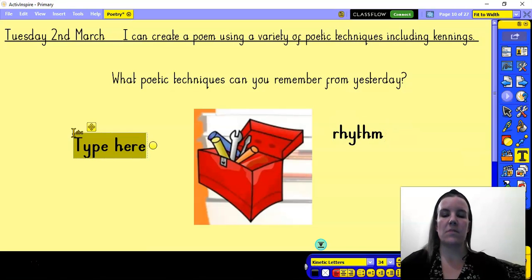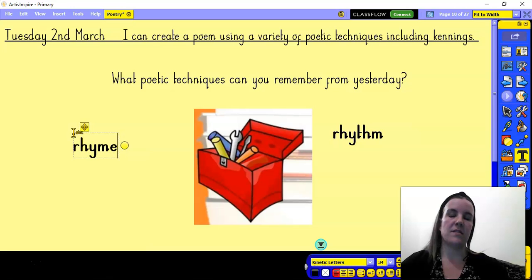I wonder if you remembered rhyme, where we think about the end of the word and the sound that it makes, to make a similar sound to another word. We usually pop those at the end of a line in a poem so that they're most obvious. Well done if you remembered rhyme. What else can you remember from yesterday?